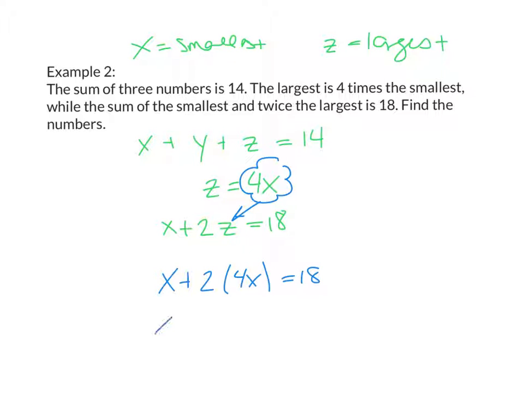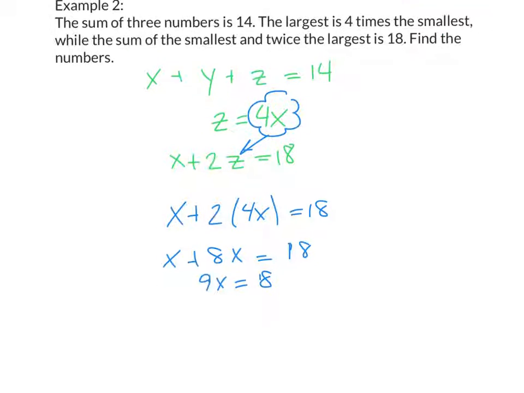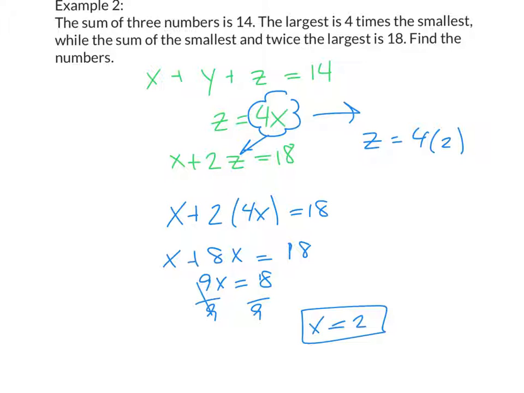And this is just something that I'm trying. You have to realize that there are a variety of ways to do a problem. So I get x plus 8x equals 18. That combines to 9x equals 18, and what is great about this is I can divide by 9, and I get x equals 2, and that's my smallest number. To get my largest number, all I have to do is take 4 and multiply it by 2, because I got 2 there, and I get z equal to 8, which is my largest number.